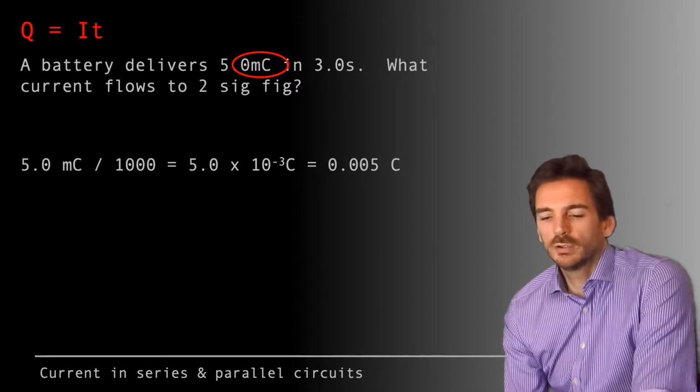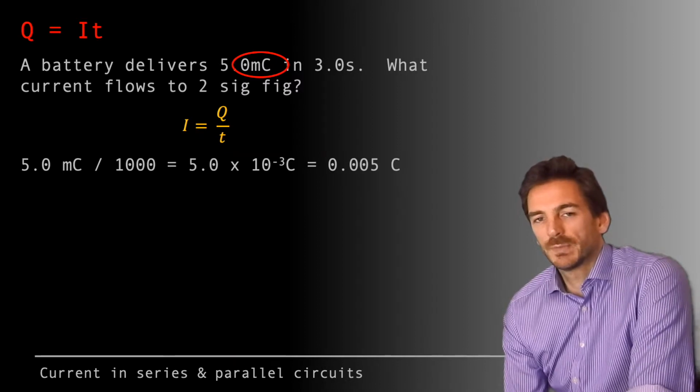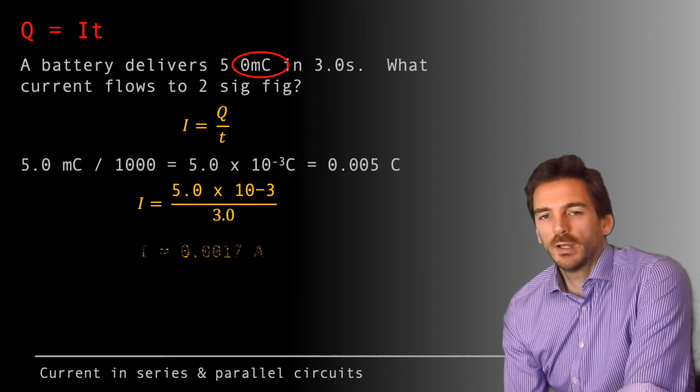Once you've done that, you can just use the equation I equals Q over t, substitute in your values, and you get an answer of 0.017.